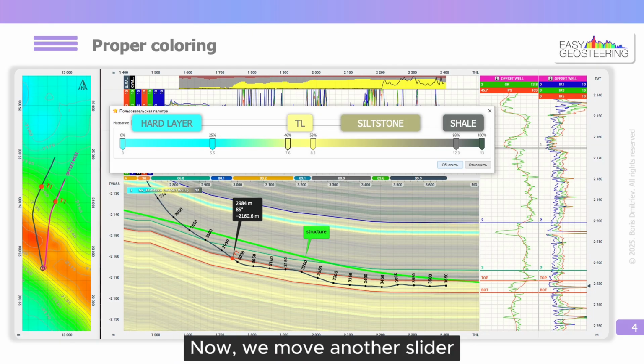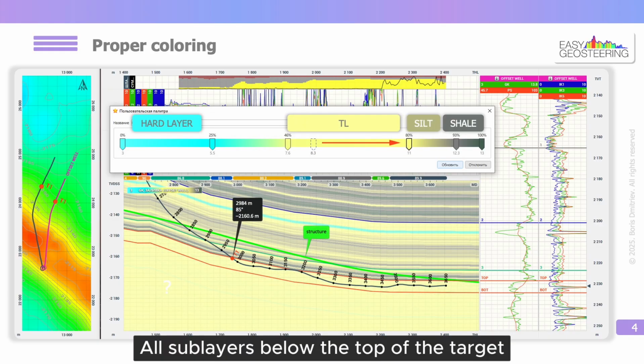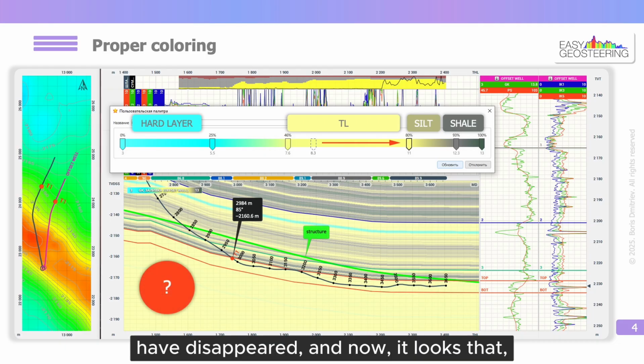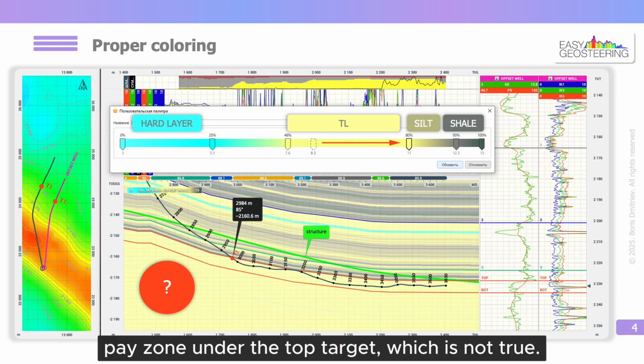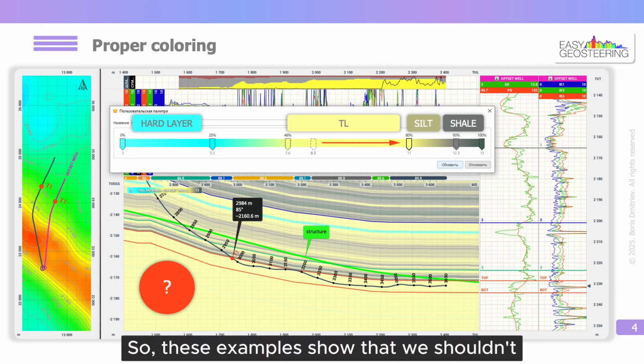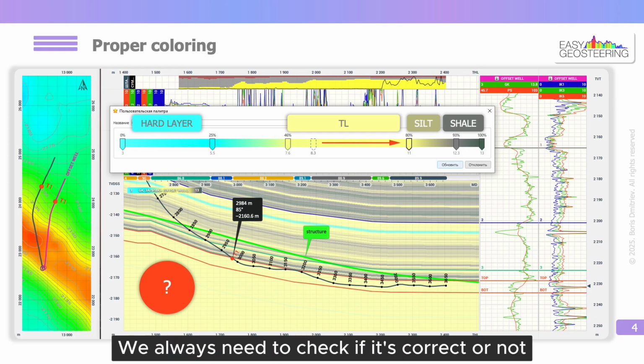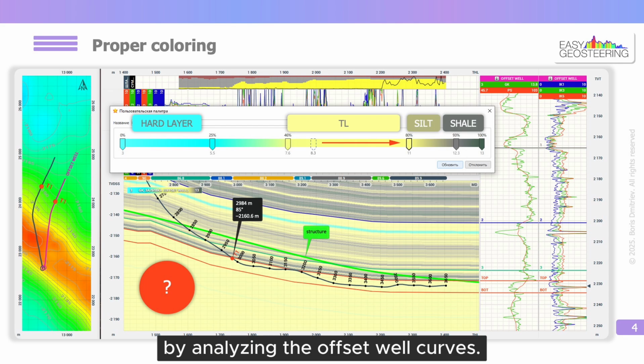Now we move another slider to the right from 8.3 to 11. All sublayers below the top of the target have disappeared, and now it looks like we have an ideal, very thick homogeneous zone under the top of the target, which is not true. So these examples show that we shouldn't rely solely on the coloring of the cross-section. We always need to check if it's correct or not by analyzing the offset well curves.